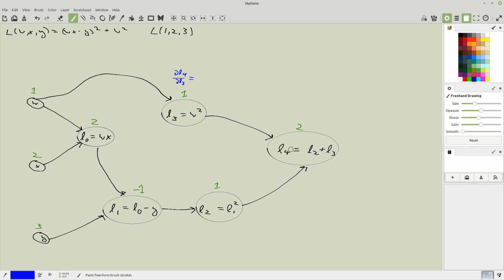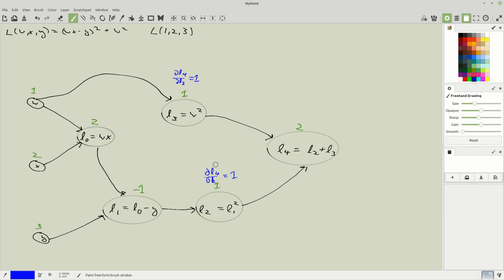So in this case, I want to know the partial derivative of L4 with respect to L3. So I can just look here. L2 is treated as a constant. L3 is just the variable. So the answer that I get is 1. Something analogous is going to happen down here. So partial derivative of L4 with respect to L2 is again equal to 1.